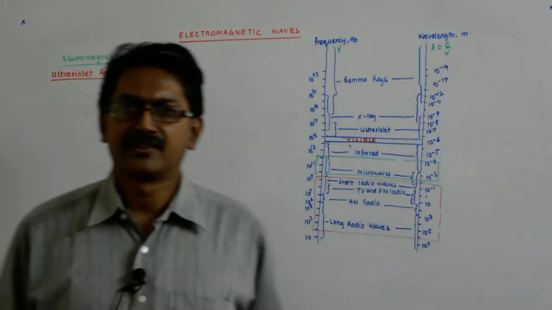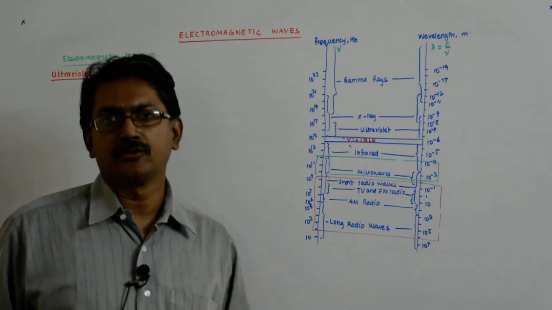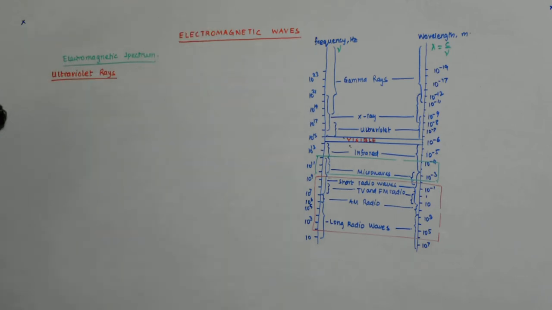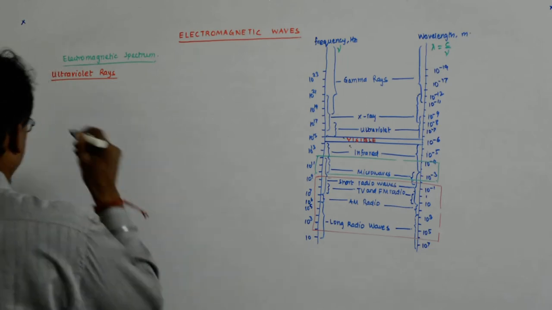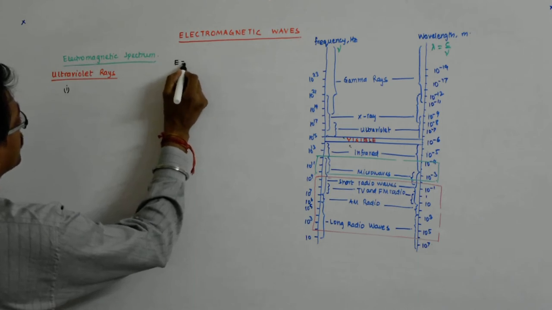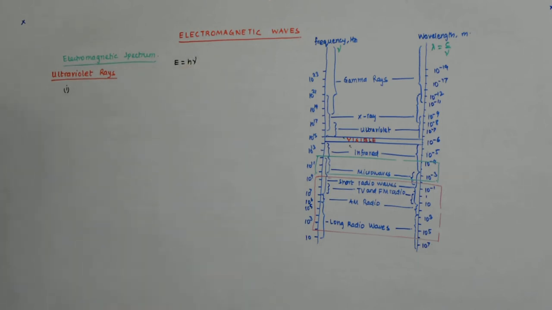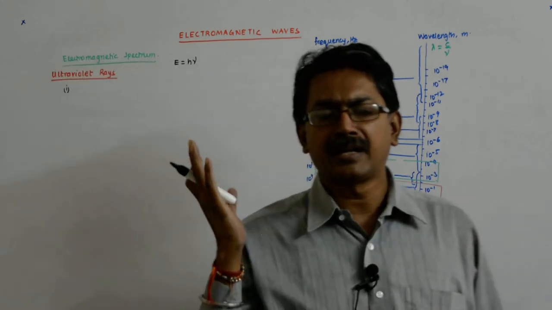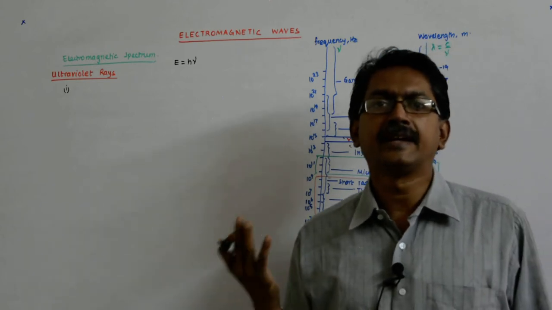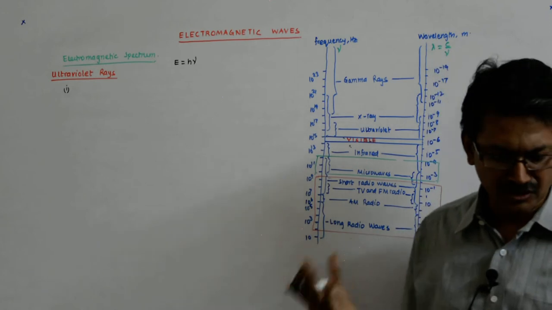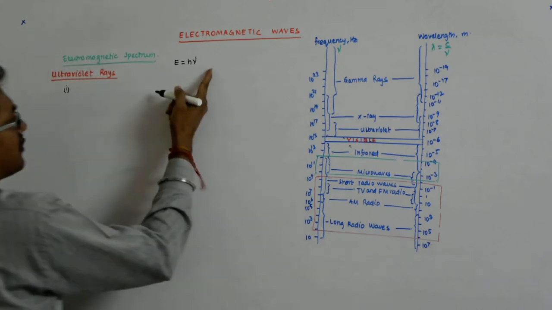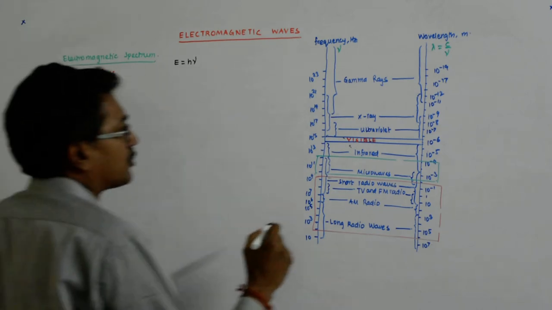Now we come to the ultraviolet rays. You should keep in mind that we are gradually going up the frequency scale, right? So we are going down the wavelength scale. And I'd like to draw your attention towards E = hν. So as you are going up and up, what is happening? You are getting light with increased energy. As your frequency goes up, the energy contained in that goes up. This is per photon, correct? Per photon energy goes up.